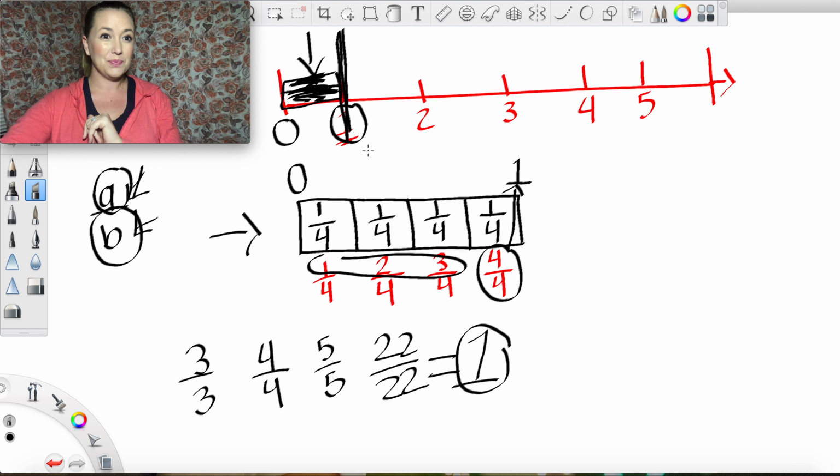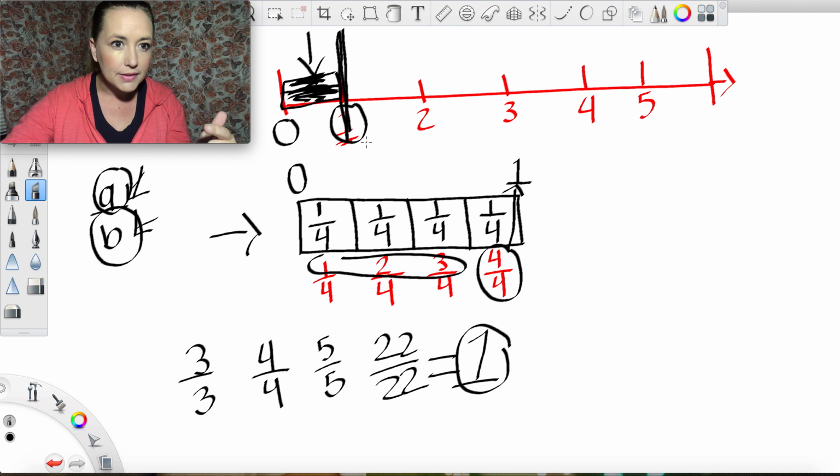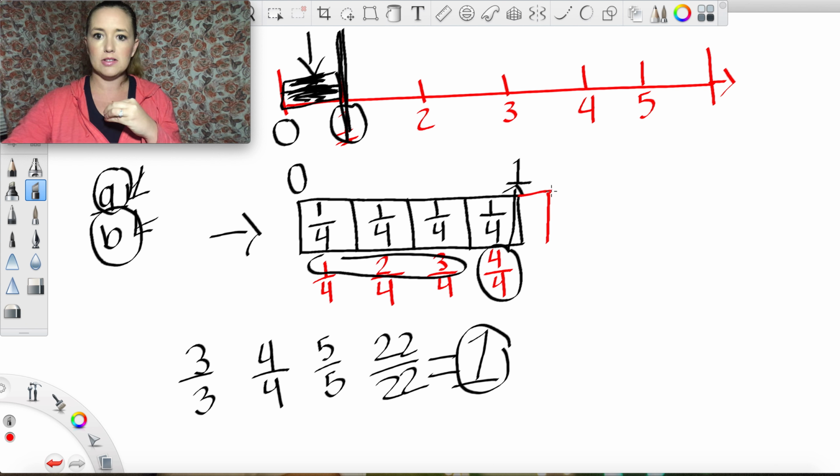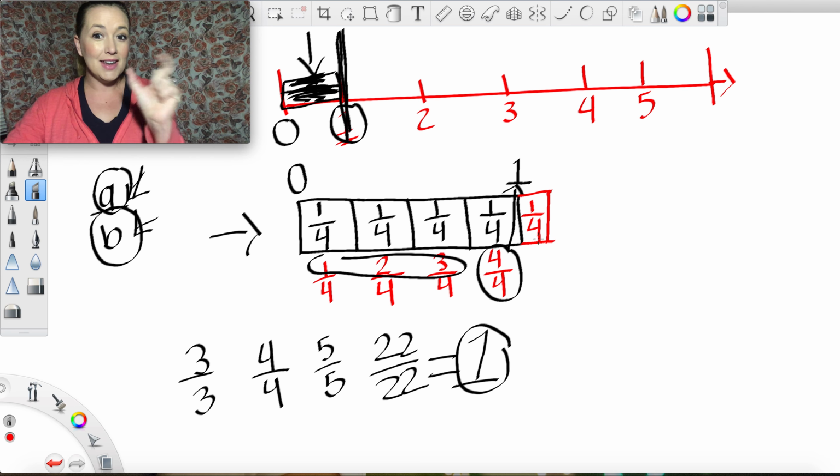Okay. What happens if I got another 4th piece? And actually, let's just do that right there. It's the same size, it's the same piece, another 4th piece.